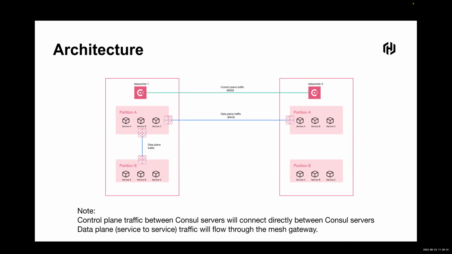their data plane will be connected to each other through the use of a mesh gateway. And so now any data traffic between services of each respective data center can traverse the network using the mesh gateway, and that's essentially the data plane that connects the services between each other.